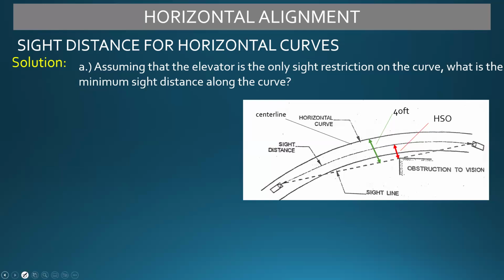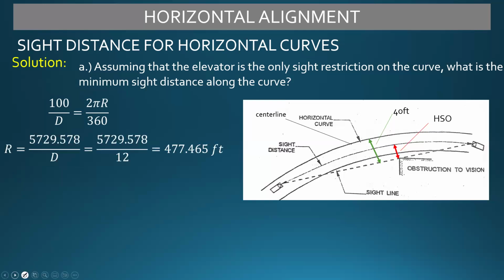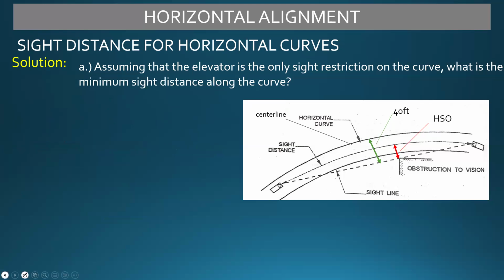Okay. Let's solve. So let's first solve for our radius. So that is 100 over D equal to 2 pi R over 360, ratio and proportion. So that is solving for our 360. Sorry.